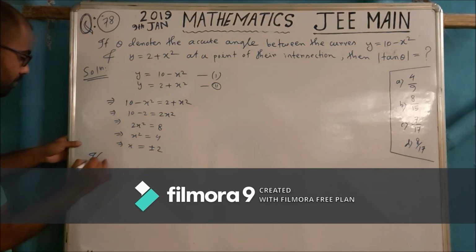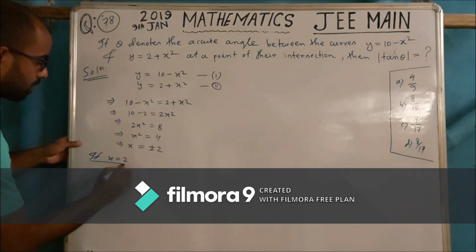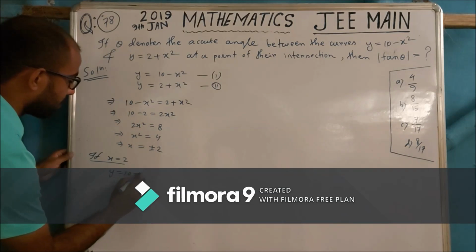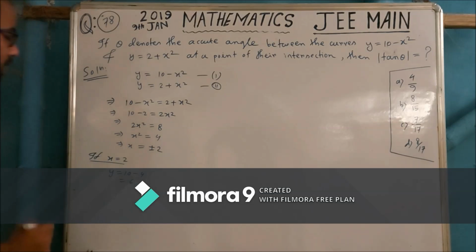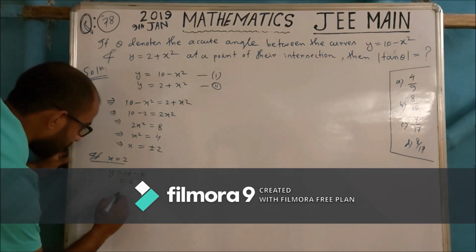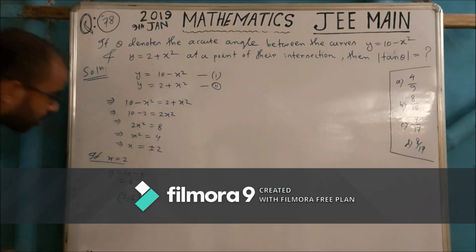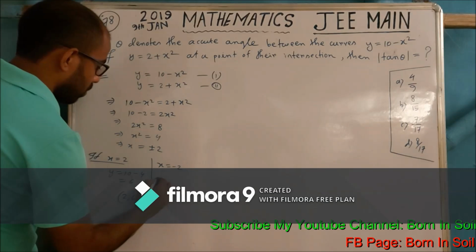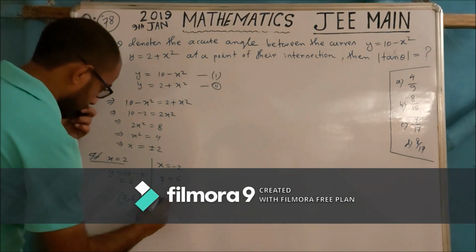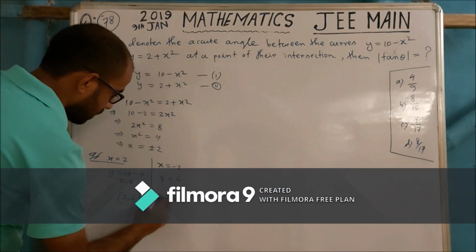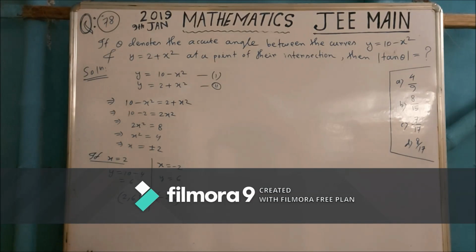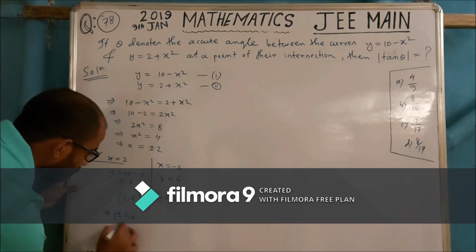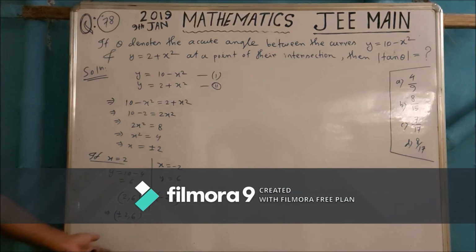If x is equal to plus 2, we get y equal to 10 minus 4, that is 6. So the point of intersection is (2, 6). If we choose similarly x equal to minus 2, we also get y equal to 6. That is the point (minus 2, 6). That means the points are (plus minus 2, 6). These are the 2 points.